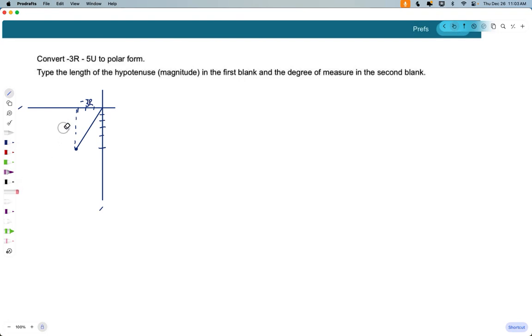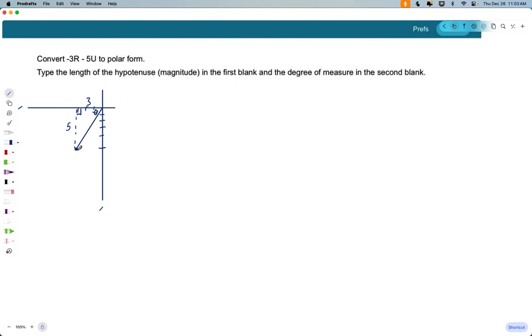But we know that when it comes to length, numbers cannot be negative. It's just their location that makes them negative. So this is 3 spaces to the left, and this is 5 spaces down. And this is our right triangle. So now we just have to find the hypotenuse that goes here, and then that will help us find the degree of measure for theta right there.